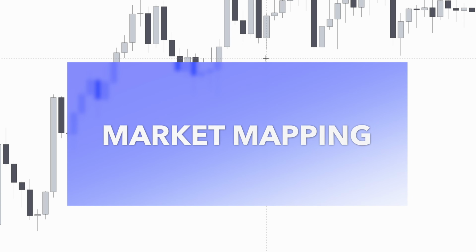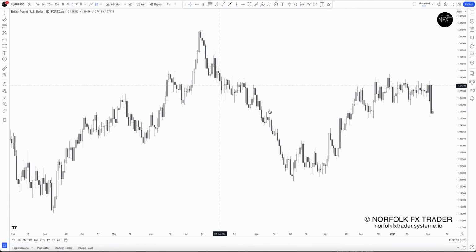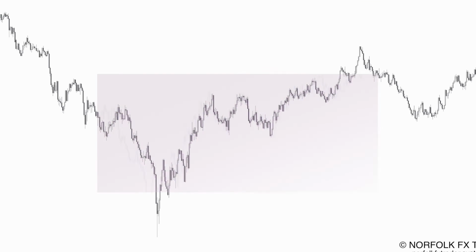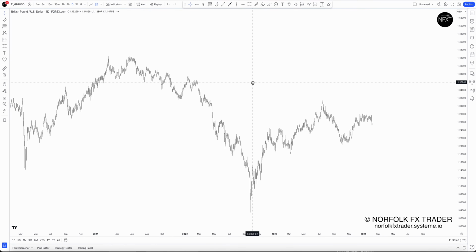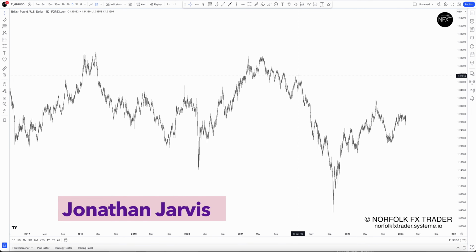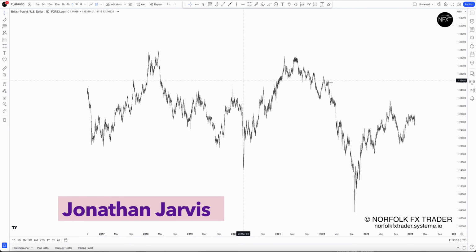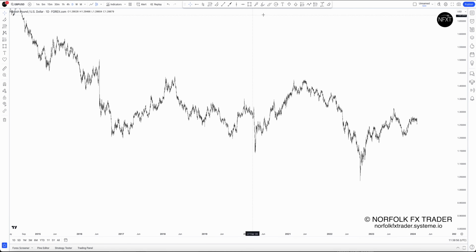Market mapping out session for you today, going through the daily time frame, showing you exactly the best and easiest way to mark out and map those charts. One of the easiest formats to do when you're looking to do this is to zoom right out. Look at that bigger picture, so we can identify on a bigger picture where our major swings are in the market.